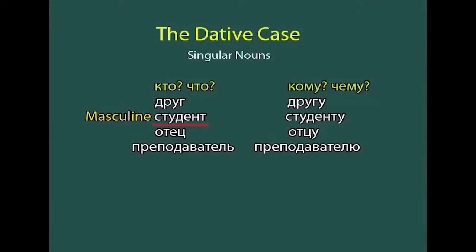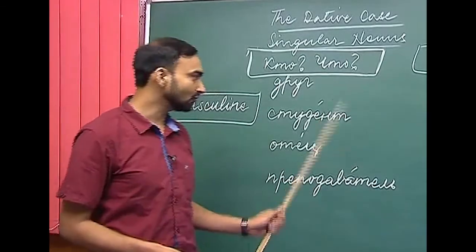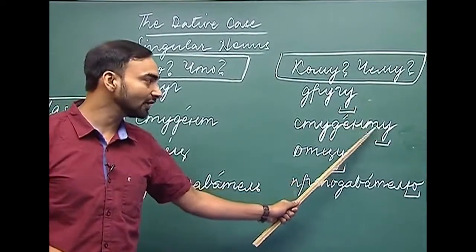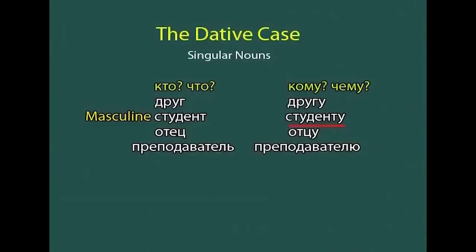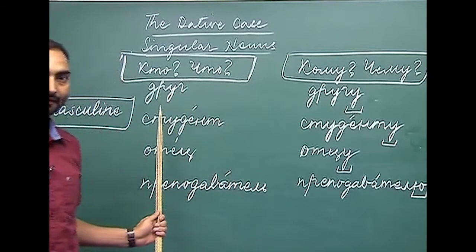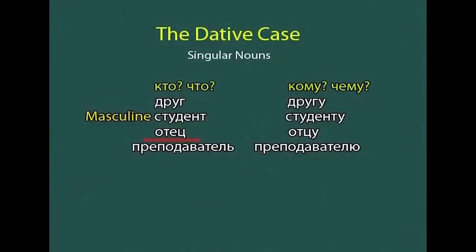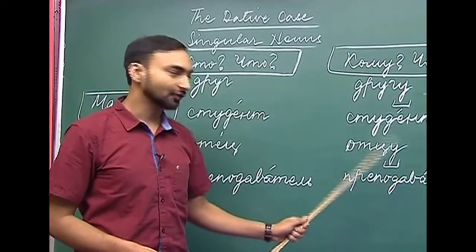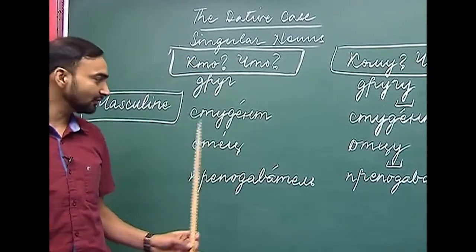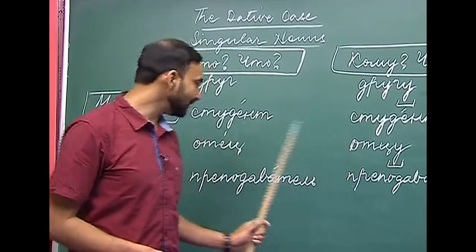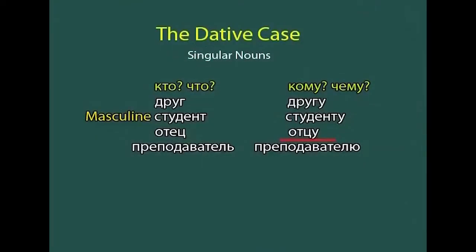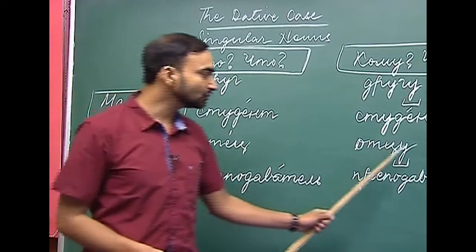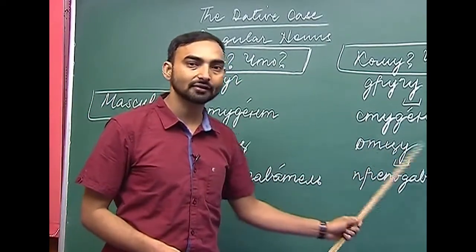Similarly, the next masculine noun is student. So what happens when student is used in the dative case? Again we do the same thing, we add the vowel u at the end. Studentu is the dative case form of the masculine noun student. Achets is father. Atsu. As we have seen in previous lessons, whenever we change its form, we drop the vowel ye. So it becomes atsu. Here we are not using the vowel ye. We drop the vowel and add u: achets, atsu.